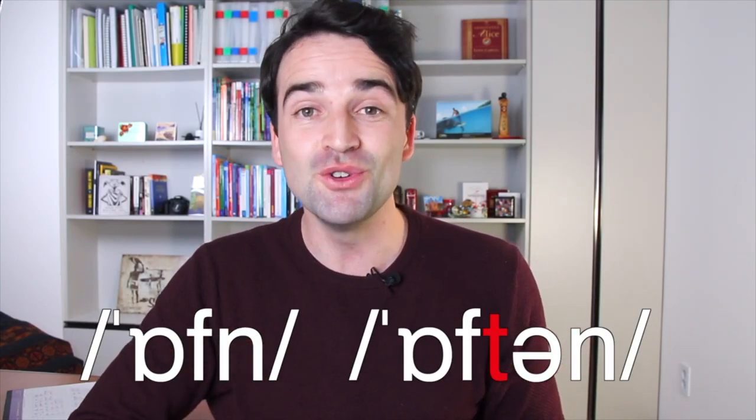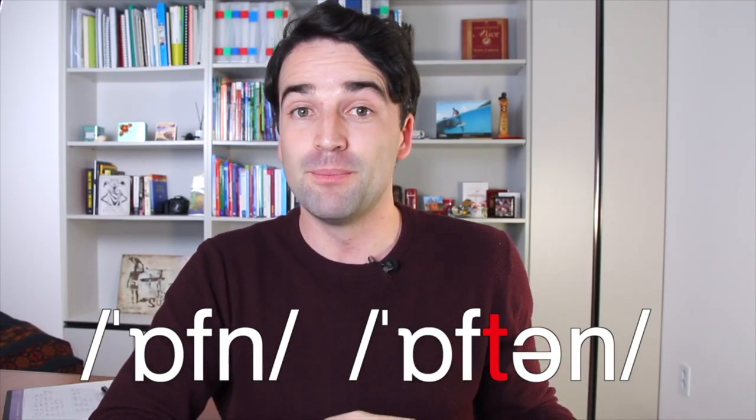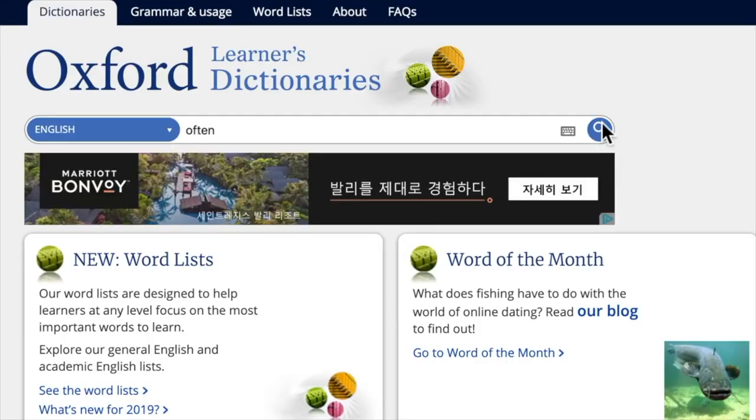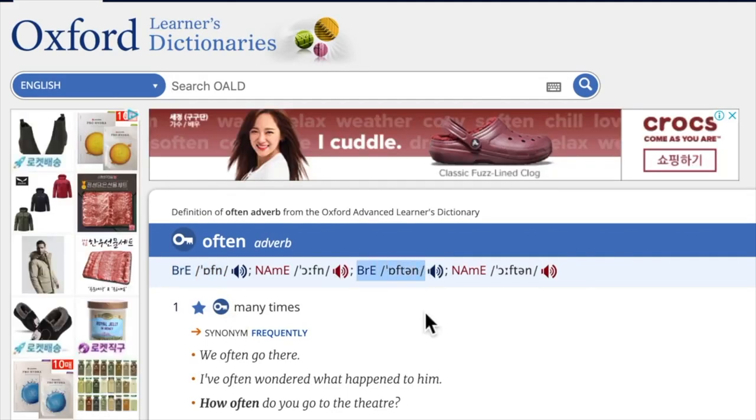This word has two acceptable pronunciations, often and often. Both pronunciations are presented in the Cambridge and Oxford dictionaries and are widely used by lots of people in native English-speaking countries. But why are there two pronunciations for the same word?